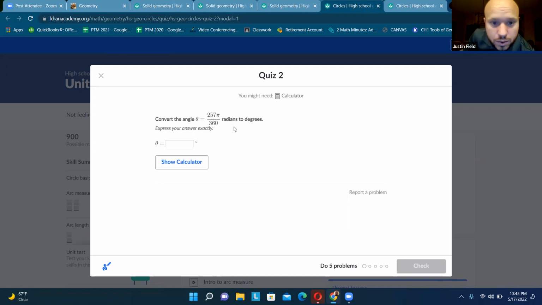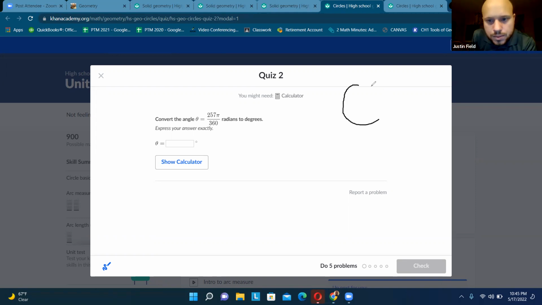Convert the angle radians to degrees. Okay, let's talk about radians and degrees. Did you know there was so much to talk about with circles? So circles, you can measure circles. Draw a nice circle.